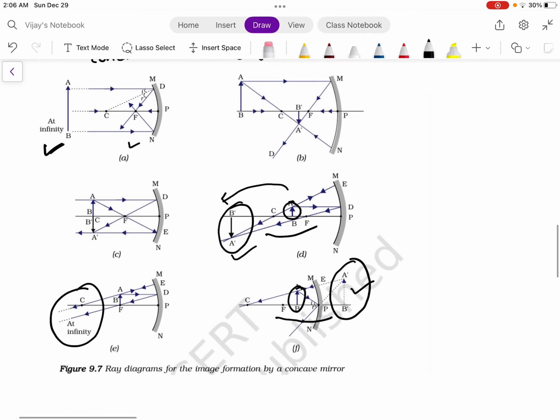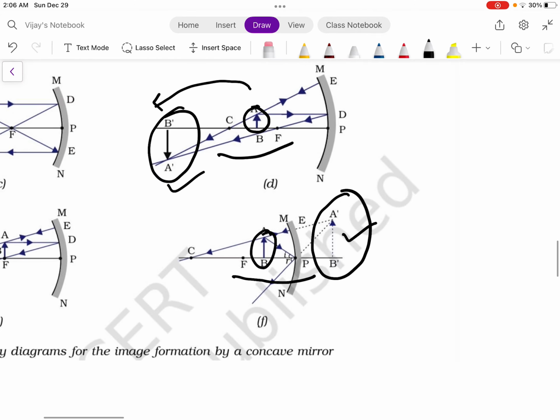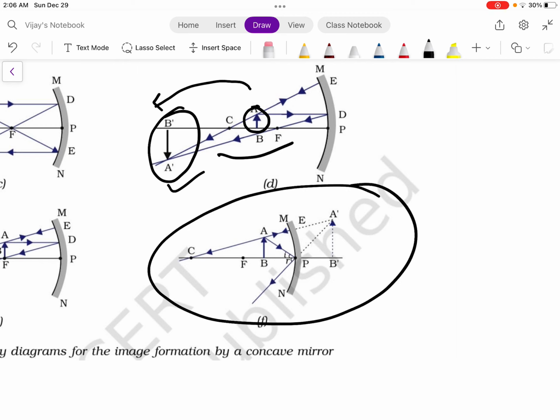And you can see here, when I kept the object, see the diagram here once again, when I kept the object between pole and focus, you can see I have got a virtual, erect and enlarged image. So I can use this mirror as a shaving mirror to see an enlarged image of a face. Or this mirror can be used by a dentist to see the enlarged image of teeth or some parts of it.